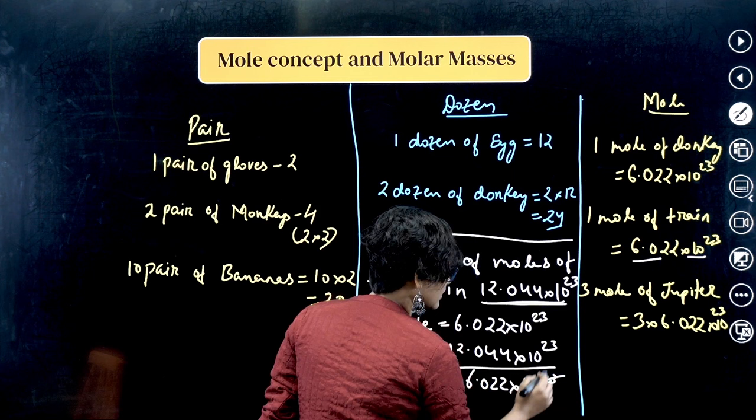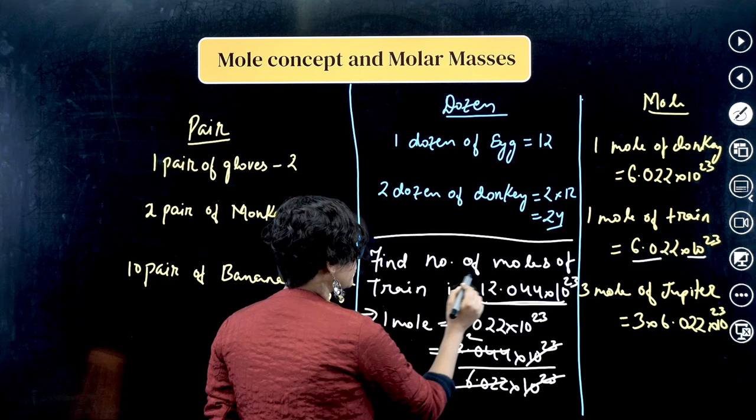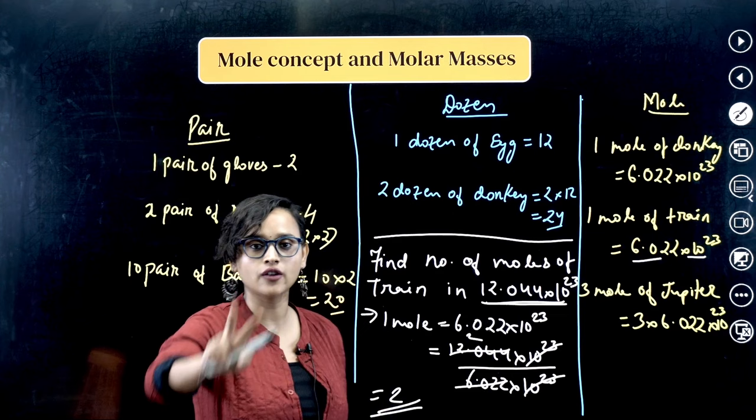This cancels. 6 cancels 6 into 2. So find the number of moles of train. How many moles of train are there? Answer is 2. You have 2 moles of train. And exactly the same way.